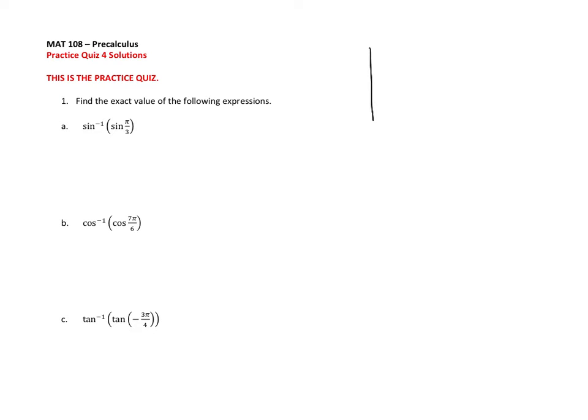So I'll put that over here. Here's my unit circle, and the angle pi over 3 is 60 degrees, so that's right about there. And what I'll do is figure out, first, what's sine of pi over 3? Sine of pi over 3 is equal to the square root of 3 over 2. So sine takes pi over 3 to root 3 over 2.